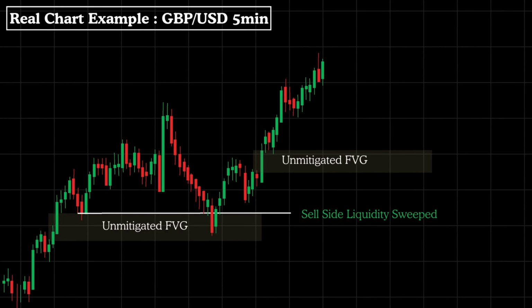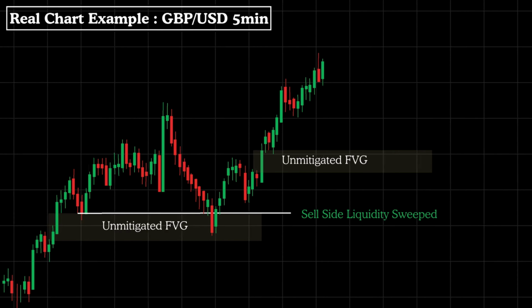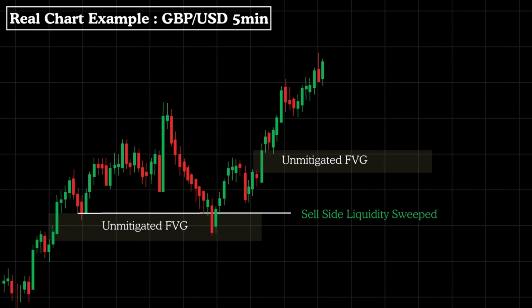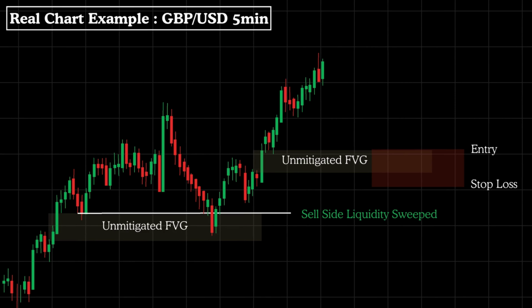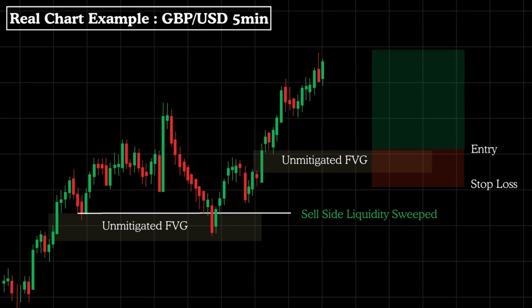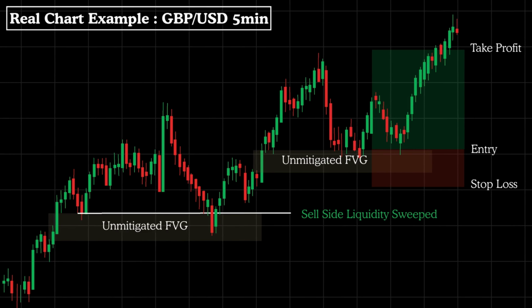Since all the ideal factors are in place, liquidity sweep, unmitigated fair value gap, and trend alignment, this sets up a textbook trade. Just set your buy limit at the top of the new bullish FVG and aim for the next clean high as your take profit target.